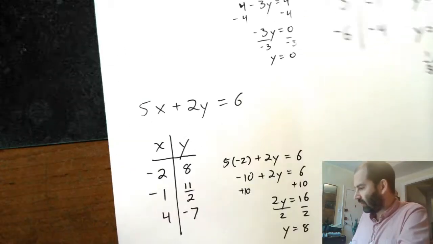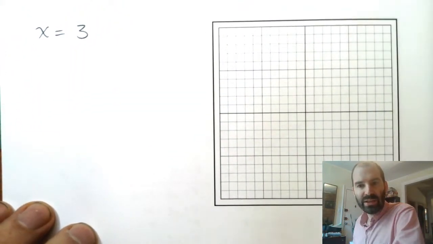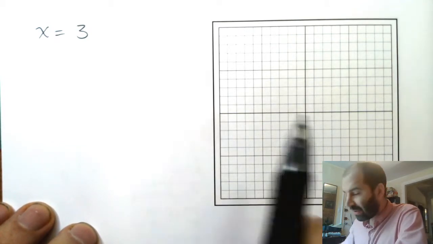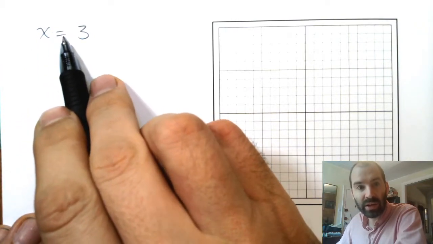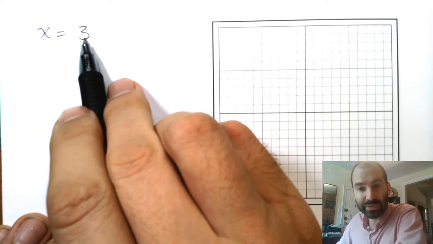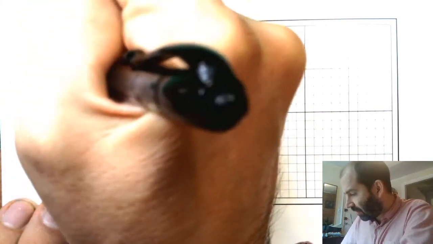I have just one more. We're going to do one more. Here we have the equation x equals 3. Is that a linear equation? Well, yeah, because I can write this as 1x plus 0y equals 3. So a is 1, b is 0, c is 3. It's a linear equation. So we should be able to plot this just like we did the other ones.